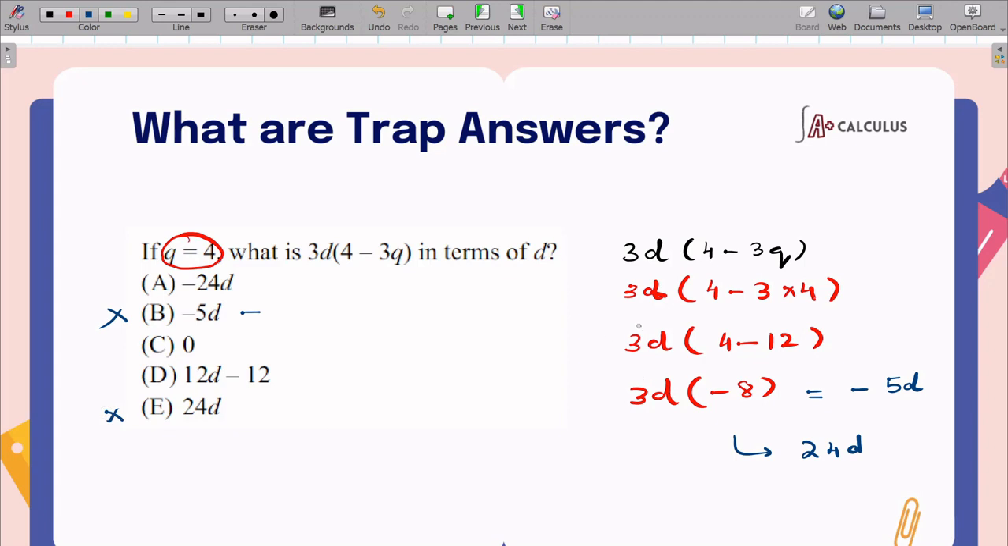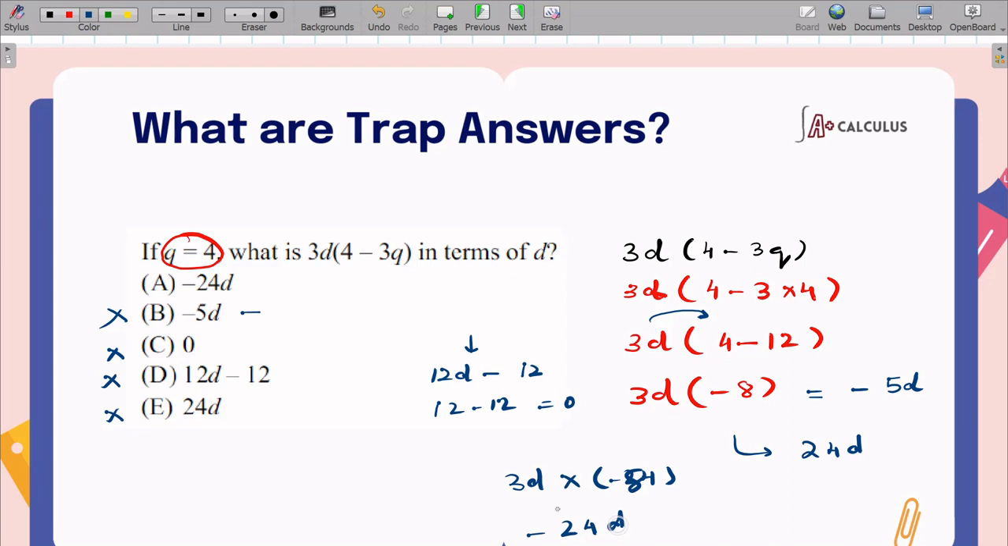If somehow you apply the distributive property at this step and you do 3d times 4, which gives us 12d, and 3d times negative 12, which by mistake you write as 12, then you would get option D, which is again not correct. If somehow you forget this d, then you would do 12 minus 12 and you would get 0, which is option C, which is again not correct. The correct option is 3d times negative 8, which gives us negative 24d, option A.